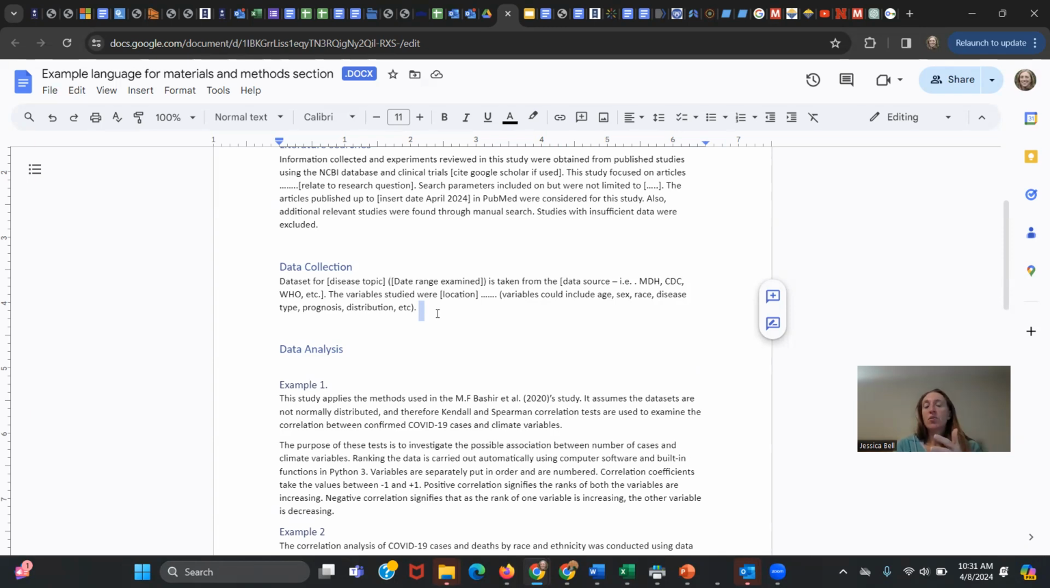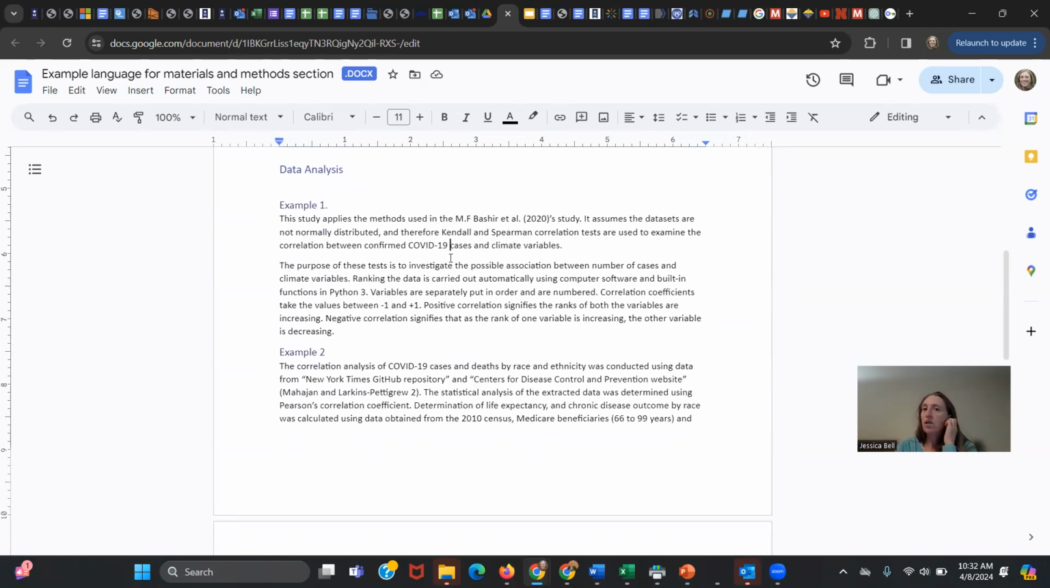It's taken from which data source? Did you take it from the Minnesota Department of Health, the CDC, the World Health Organization, climate areas or sites, whatever it is? The variables of the study were, are you pulling out any different types of location? Are you only focused on one state? Are you only focused on the US? Are you focused on the world population? Are you focused on different subsets of populations? So older populations, younger populations, male, female, whatever you got. All right.